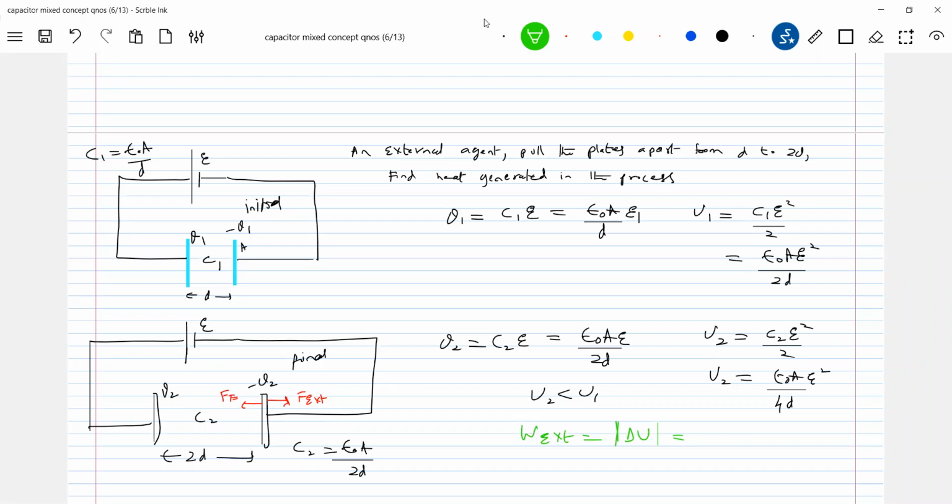It's a golden help for you straight away. You can see it in previous problems also. Whenever an external agent comes, you can apply this, provided there should not be any other forces acting other than the external force and the electrostatic force. I'm making that condition clear. So this should be equal to epsilon naught A E square by 4d only.